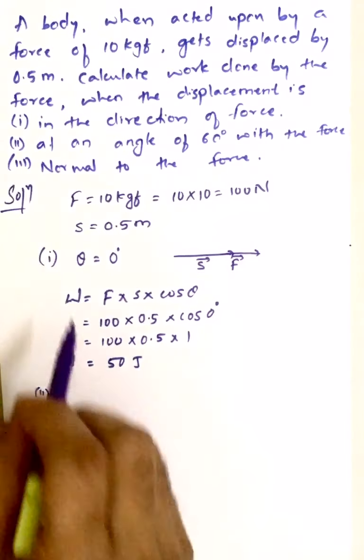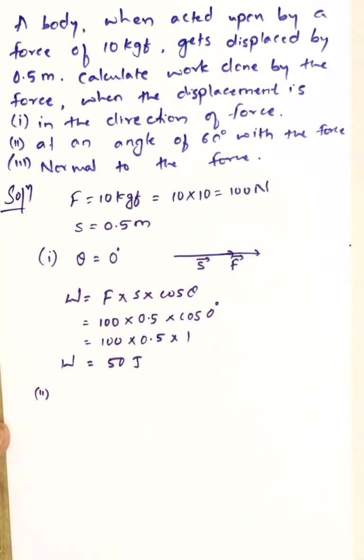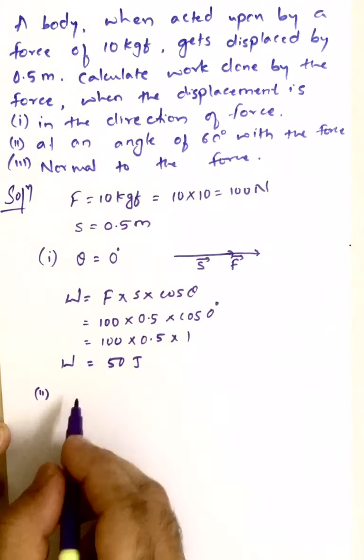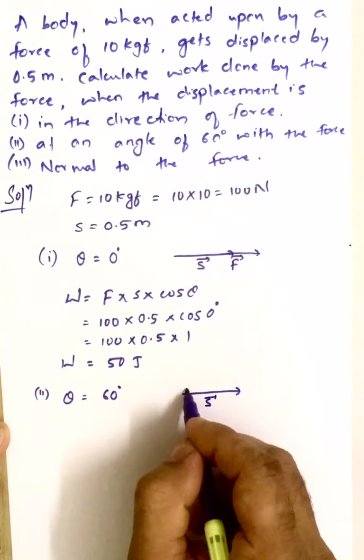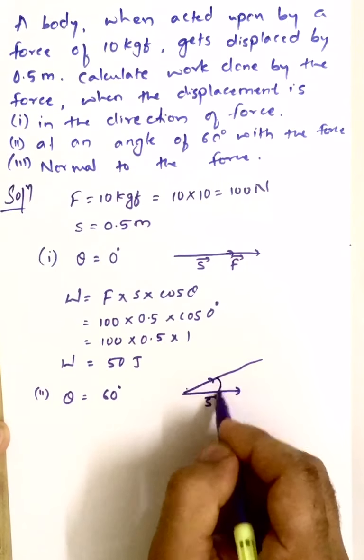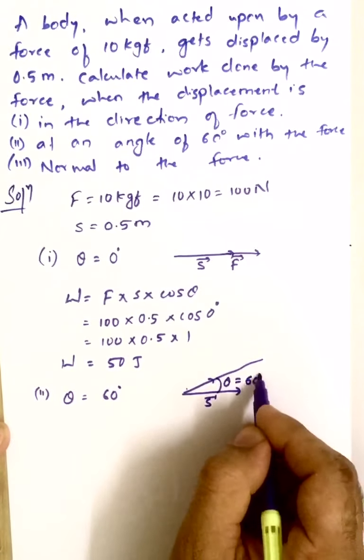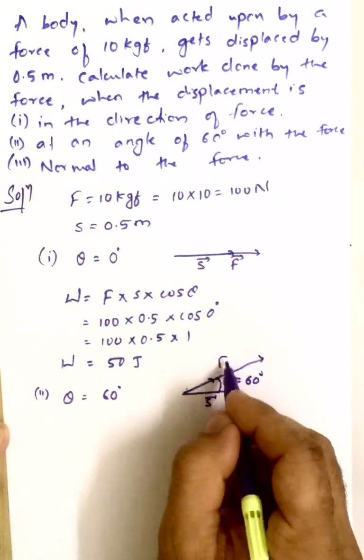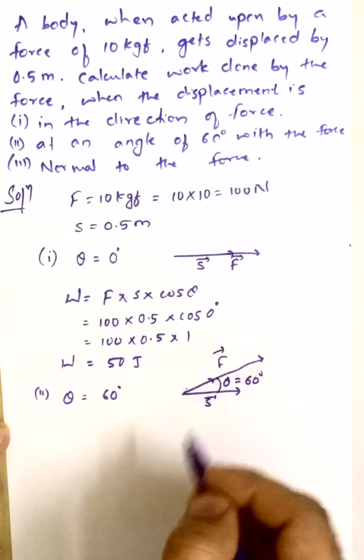Second one, at an angle 60 degree with the direction of force means what? Theta is equal to 60 degree. Means here displacement is like this and the force of application is like this. So this angle theta is 60 degree. Okay, or other way.